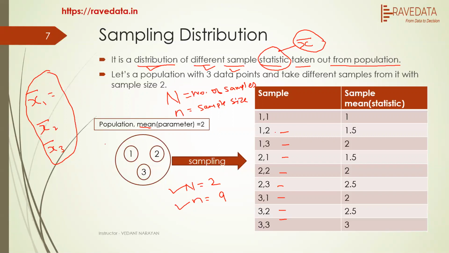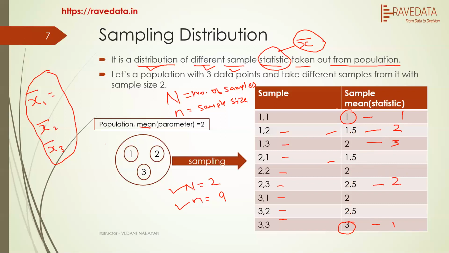So let's say we have these many samples, and the sample mean in this case is 1 plus 1 divided by 2, which is equal to 1. And similarly, we took the sample mean of each and every sample. So now we will plot it. You see that 1 and 3 appear only one time each, 1.5 appears 2 times, 2 appears 3 times, and similarly 2.5 appears 2 times.